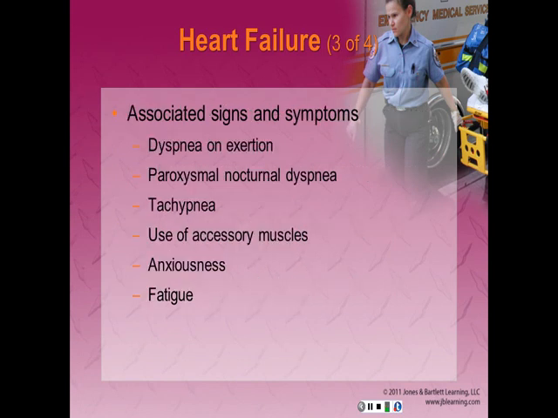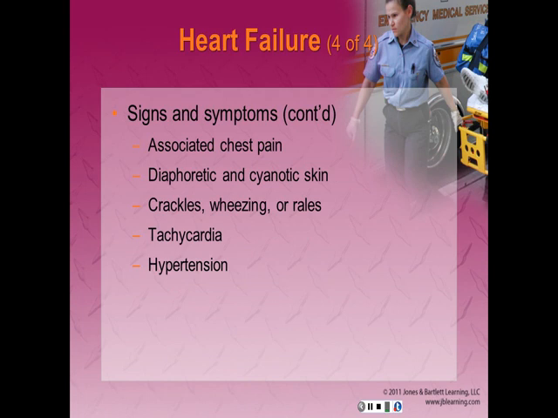Associated signs and symptoms include dyspnea on exertion and paroxysmal nocturnal dyspnea. This is a condition which is characterized by a sudden attack of respiratory distress that wakes the person at night when he or she is reclining. Tachypnea, accessory muscle use, anxiousness, and fatigue. Other associated signs and symptoms include chest pain, diaphoretic and cyanotic skin, crackles, wheezing or rhonchi, tachycardia, and hypertension. Treatment always consists of airway, ventilatory, and circulatory support.